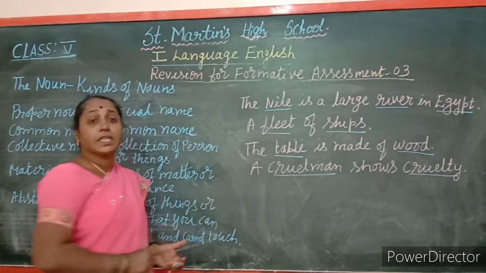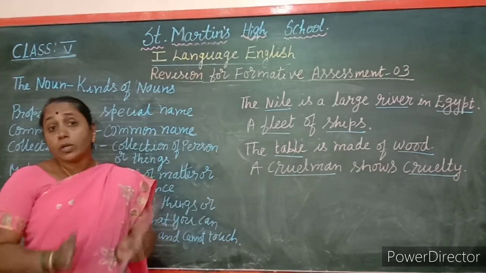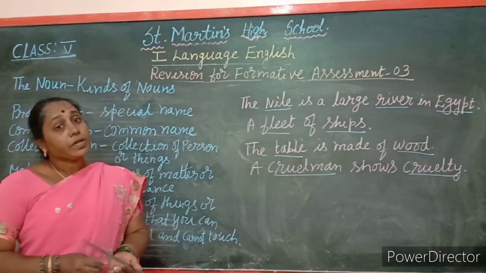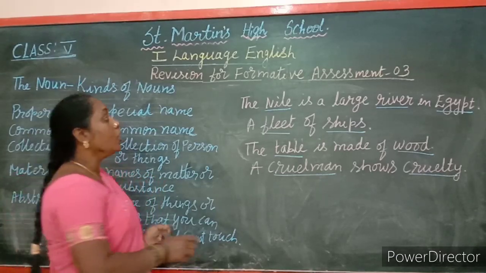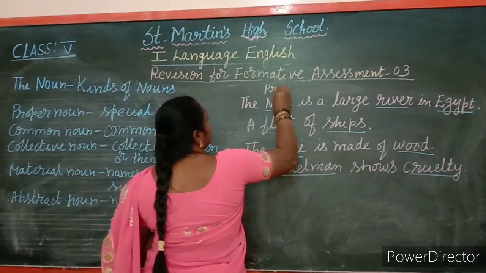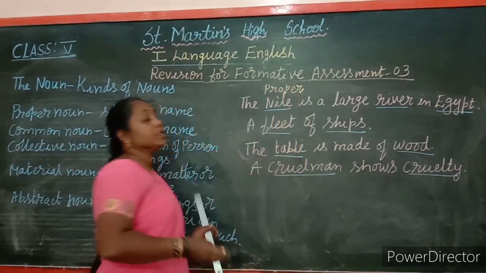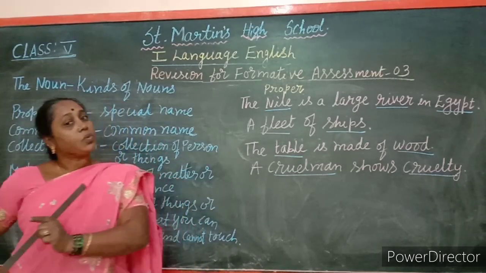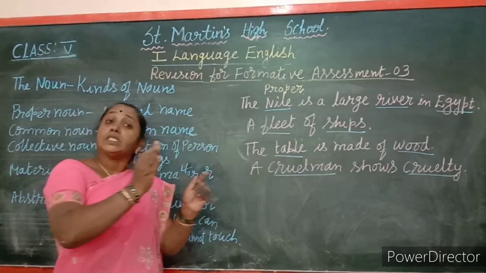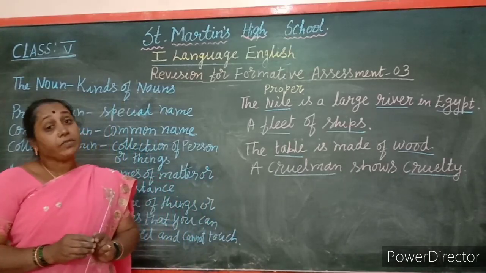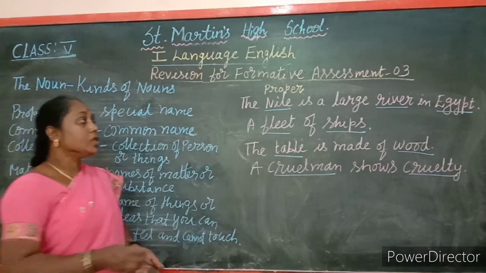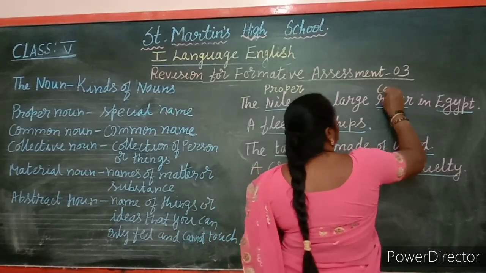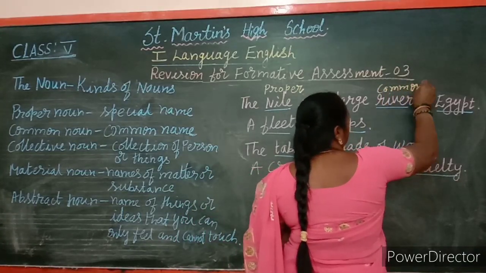Here Nile is the name of a river. Nile is a particular name given to a river. So this particular name given to that river is called a proper noun because it is a special name. Nile means it is only the river Nile. Yamuna means it is only the river Yamuna. Ganges means it is only the river Ganges. But river means it is common. So this word river becomes a common noun because it is the name given in common.